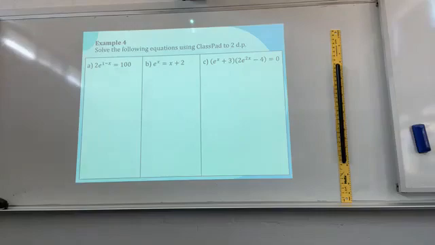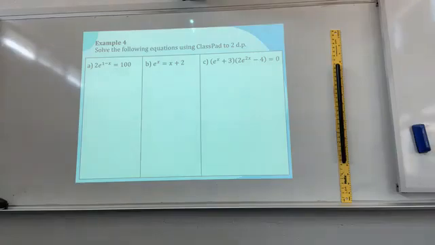Grab your calculator again. You need to be able to use your calculator to solve this, to do decimal places. Use your class pack, please.